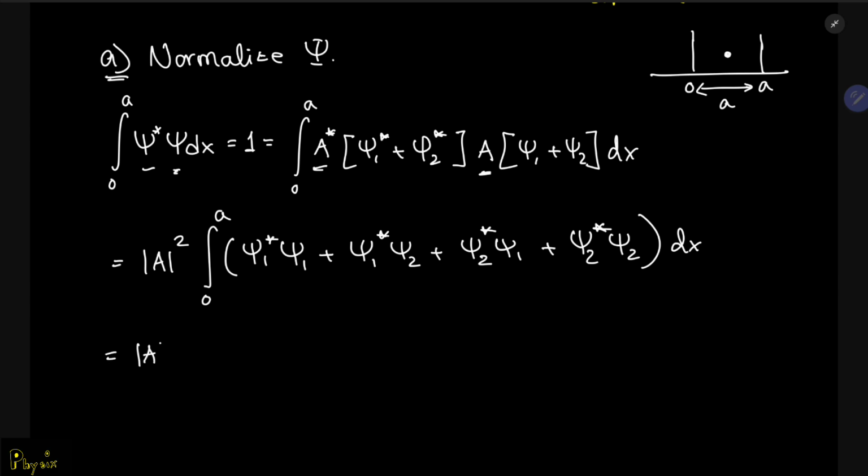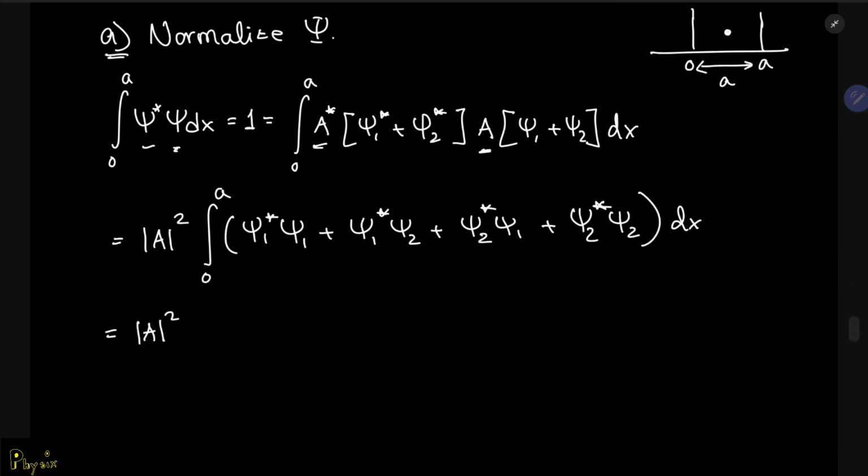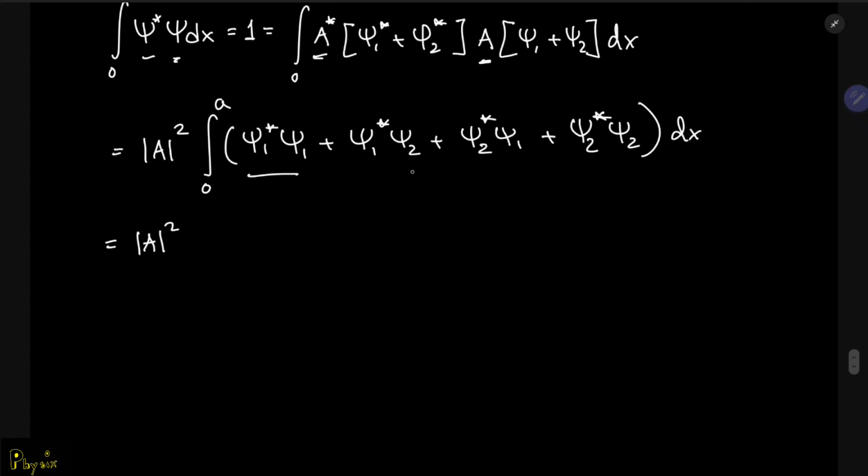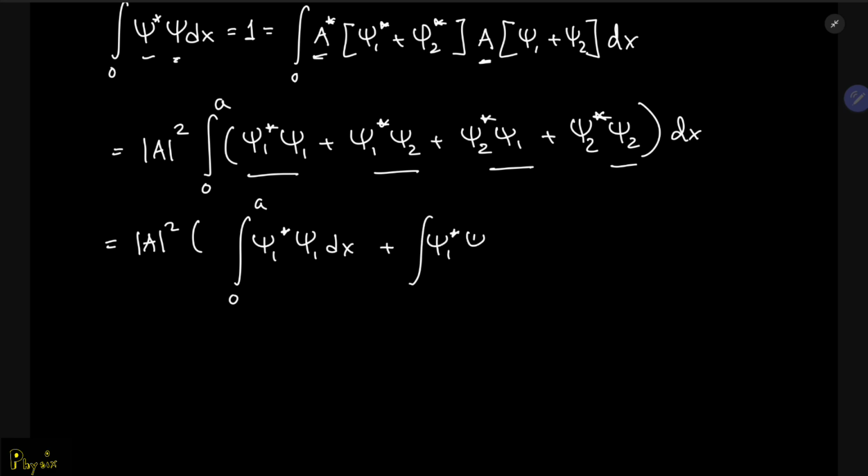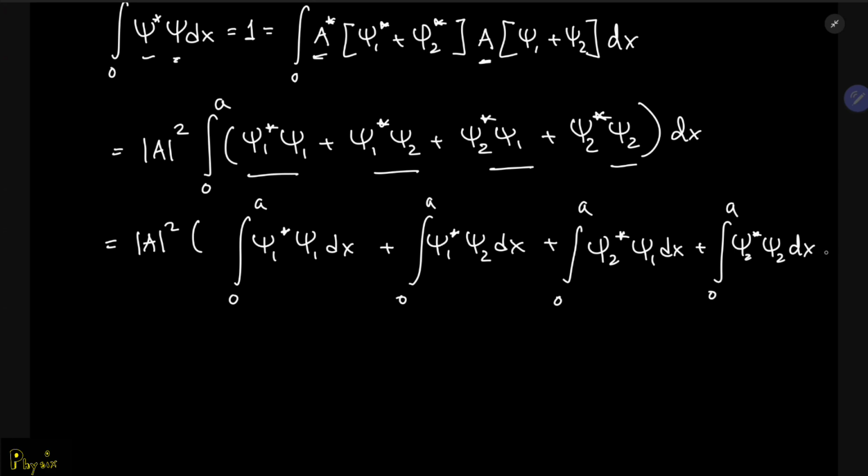dx. All right. Now, in the next line, we are going to separate out 4 of these integrals. If we separate them out, then we have the integral of psi 1 star psi 1 dx plus the integral of psi 1 star psi 2 dx, 0 to a. Then another integral from 0 to a of psi 2 star psi 1 dx plus the last integral from 0 to a of psi 2 star psi 2 dx.